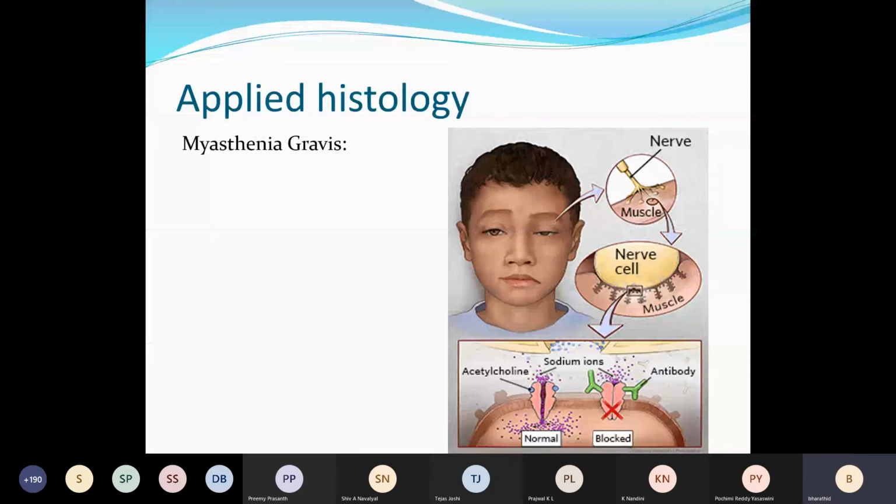Next, what does it contain? There are three types of cells: primarily thymocytes, next epitheliocytes, which are derived from the third pharyngeal pouch, and macrophages. The characteristic feature of thymus is the presence of Hassall's corpuscles in the medulla. They do not have any functional significance, but they are derived from degenerated epithelial cells. Applied anatomy: myasthenia gravis is an autoimmune disorder involving the thymus. So this much you have to write along with the diagram.